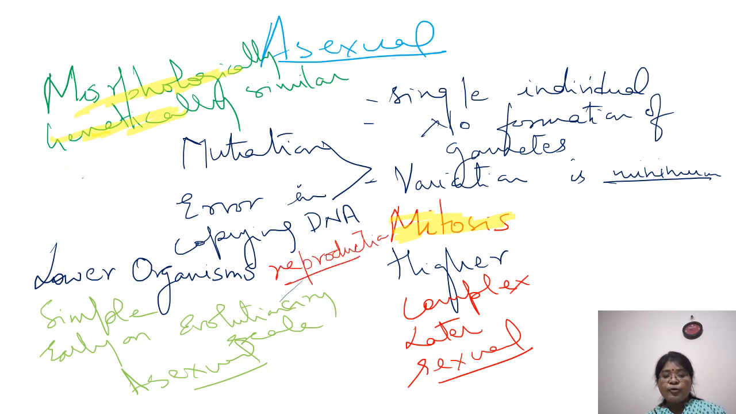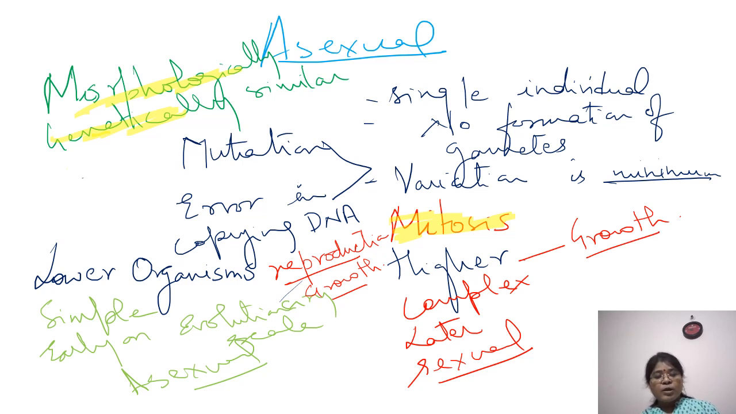It is required for reproduction and even growth. If it is a multicellular organism, then for growth also. And in higher organisms, this mitosis is basically playing the role of growth. So basically we find that it's not that the asexual organisms don't reproduce sexually. They reproduce sexually also. We will see when and how they reproduce sexually later.